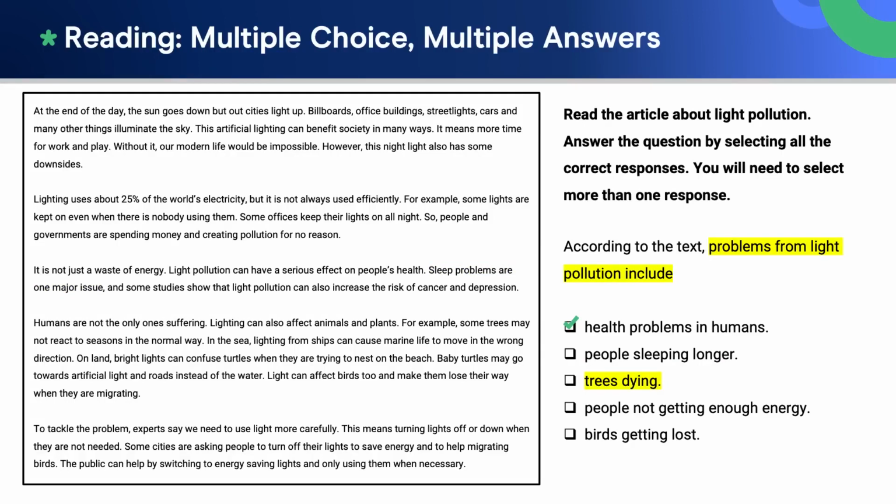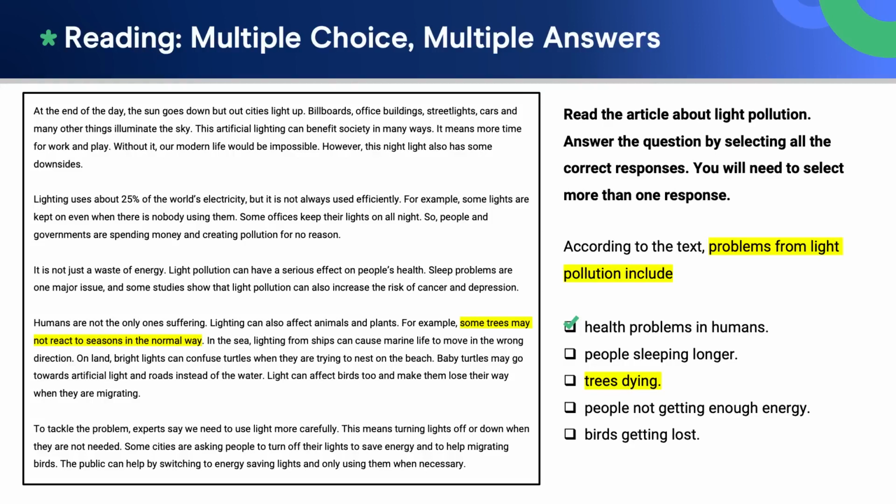The question reads, problems with light pollution include trees dying. Did you find the bit in the text about trees? It's here and it says, some trees may not react to seasons in the normal way.